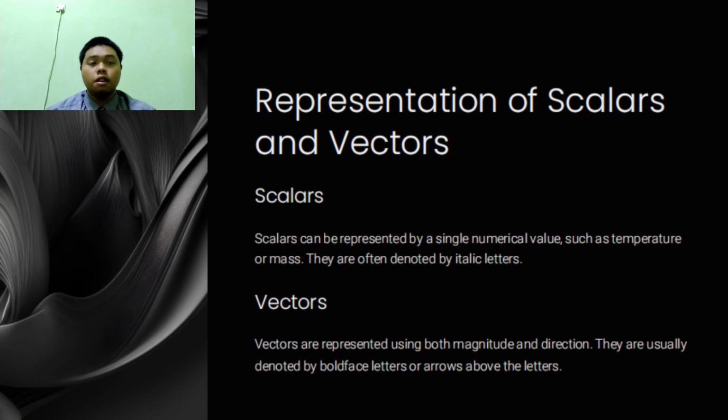Representation of scalars and vectors. Scalars can be represented by a single numeral value, such as temperature and mass. They are often denoted by italic letters. Vectors are represented using both magnitude and directions. They are usually denoted by bold-faced letters or arrows above the letters.